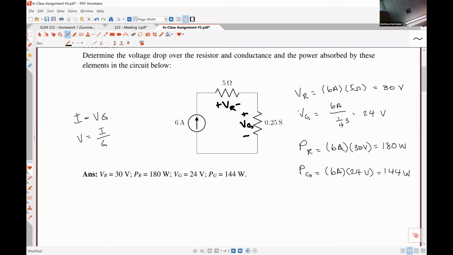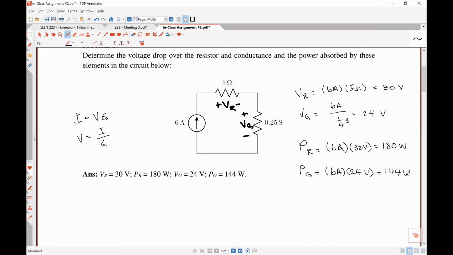We could have just as easily done I squared times R to get the power absorbed by the resistor, or V squared over R. Similarly, we could have done V squared times G to get the power absorbed by the conductance, or I squared over G. Any of those expressions work. But since we already had the voltages and we knew the current, I just went with P is equal to I times V because I'm lazy. So any questions on problem 1 here? This one I felt was pretty straightforward.